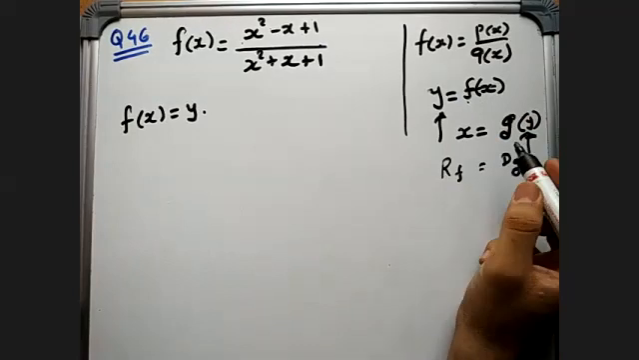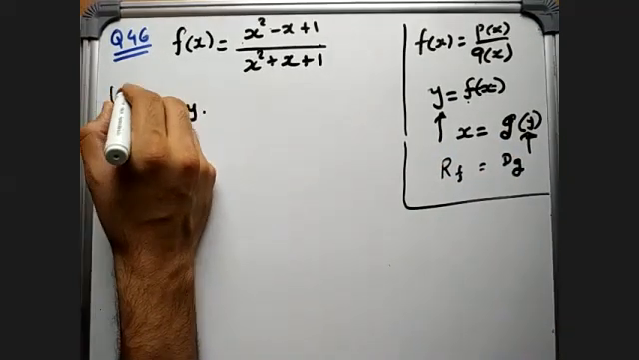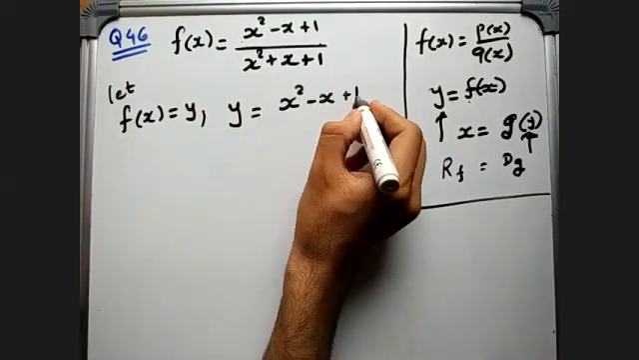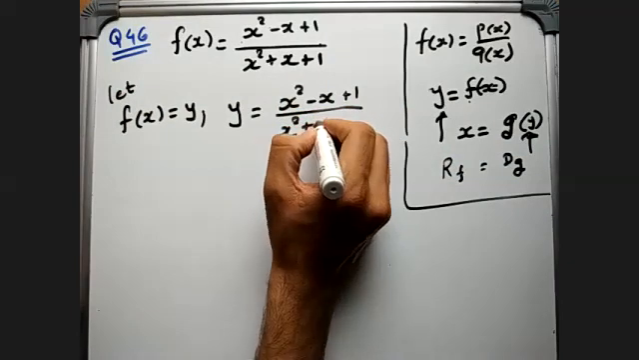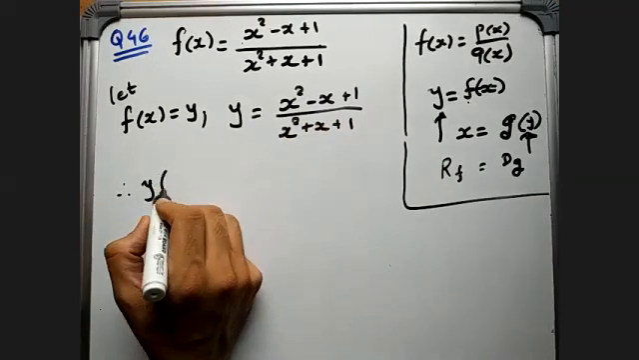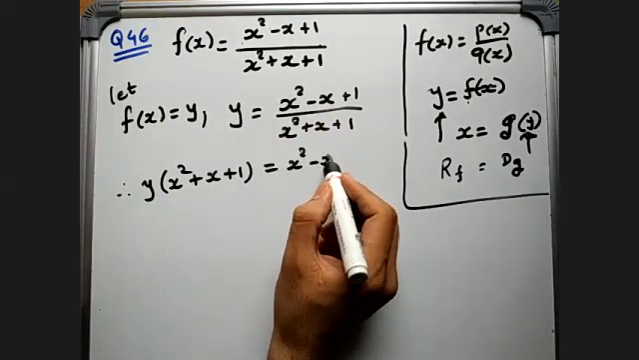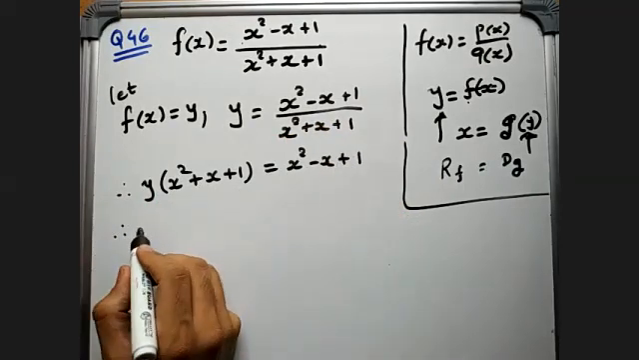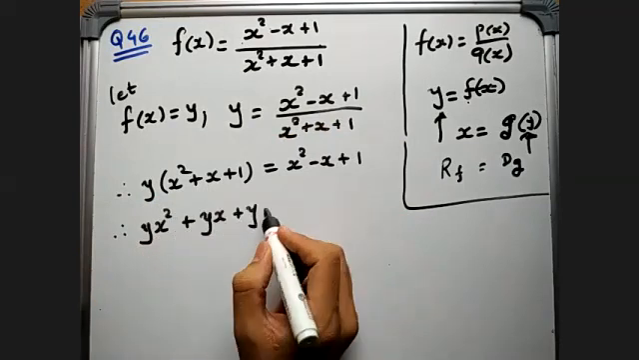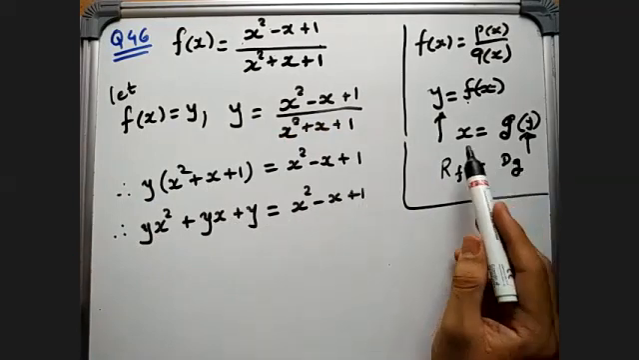And then from here we are going to find its domain. So see over here, if I take f of x is equal to y, then y is equal to x square minus x plus 1 divided by x square plus x plus 1. Therefore, y into x square plus x plus 1 is equal to x square minus x plus 1. So y x square plus y x plus y is equal to x square minus x plus 1. I have to make x the subject, right?